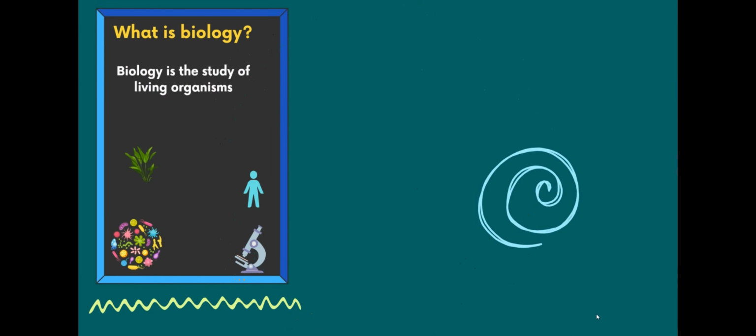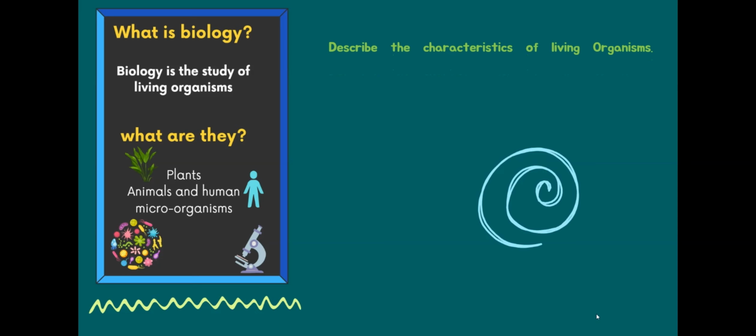So, what is biology? Biology is the study of living organisms. And what are living organisms? They are plants, animals, humans, and microorganisms. Actually, microorganisms need a microscope to observe and study. Now, with the question why: why are they called living?